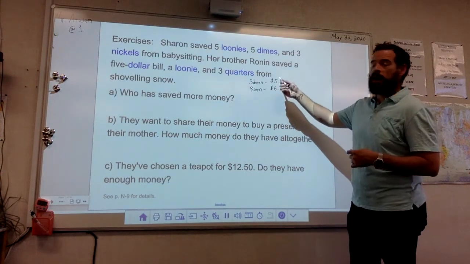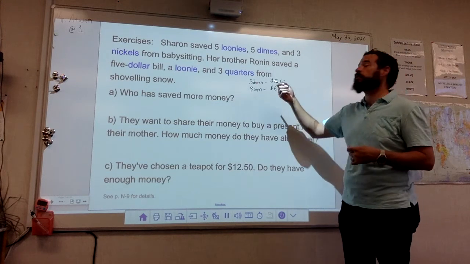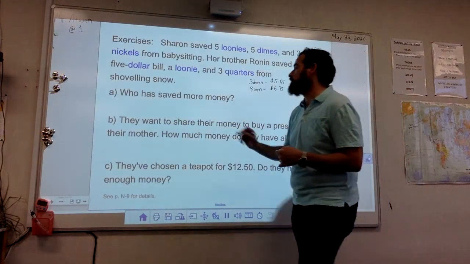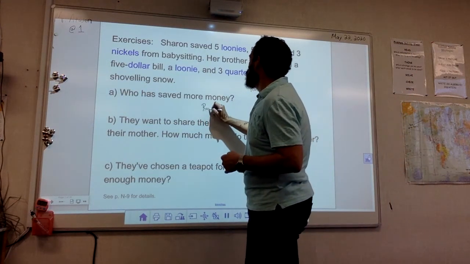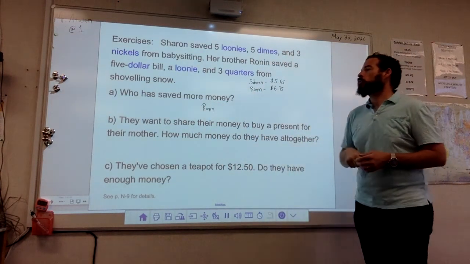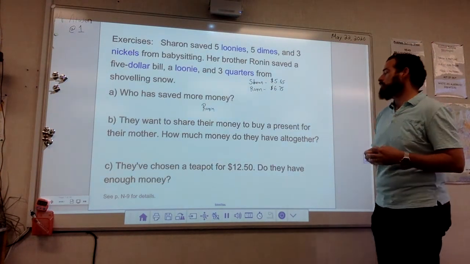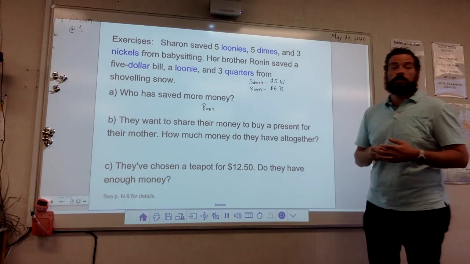Who has saved more money? We look at these 2 amounts. I can pretty easily see that $6.75 is more than $5.65. So our answer is Ronan. You can write that out. Ronan has saved more money. Now for part B, it says they want to share their money to buy a present for their mother. How much money do they have all together?